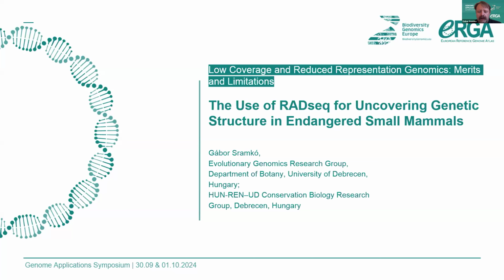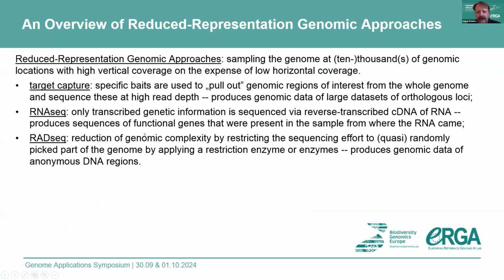But before I start with that, let me very, very briefly give you an incomplete overview of reduced representation genomic approaches. In these approaches, we are simply trying to restrict our sequencing effort to usually thousands, sometimes 10,000 genomic locations. And thus we can achieve high vertical coverage. And of course, it comes at the expense of low horizontal coverage. Therefore, we will see a little from the whole genome, but we hope that what we see is representative.